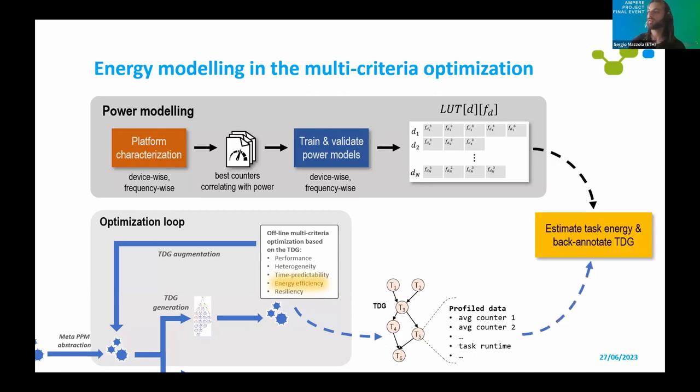So we take this data, and through our model, we compute the energy consumption estimation for each task of the TDG, which we then annotate back in the TDG in the multi-criteria optimization loop, so that now the optimization loop is aware of energy information and can also optimize for this further non-functional constraint.